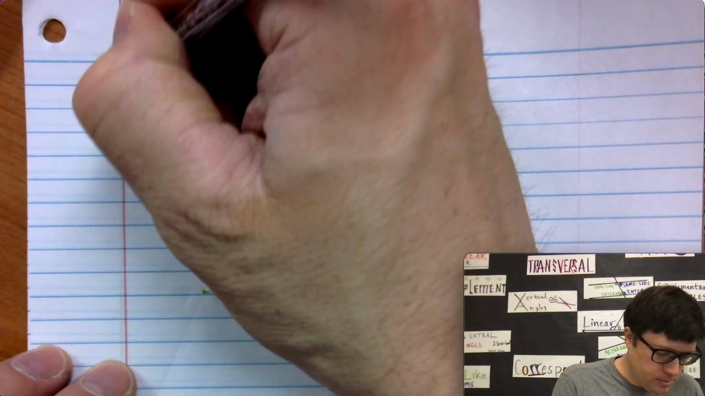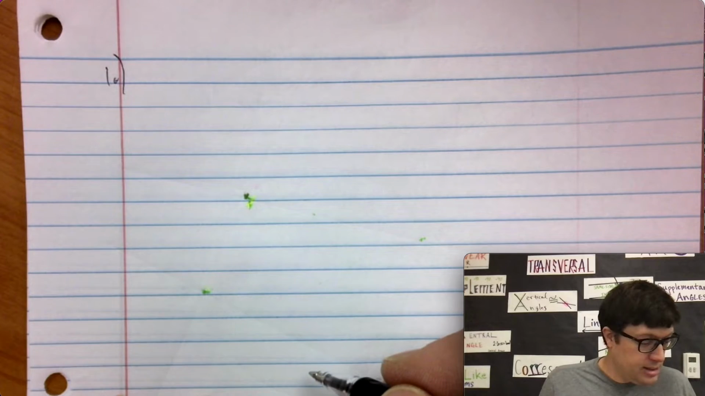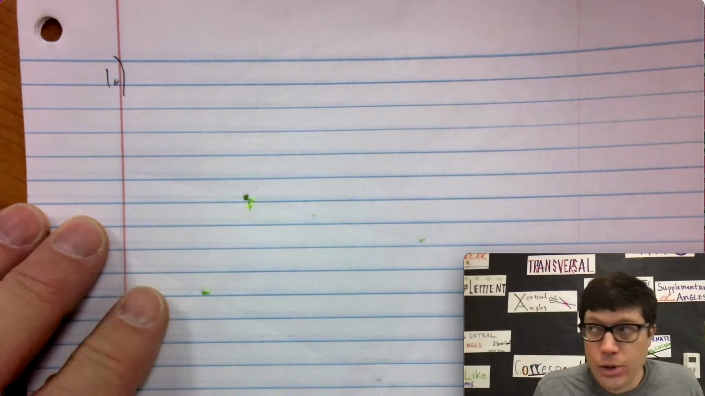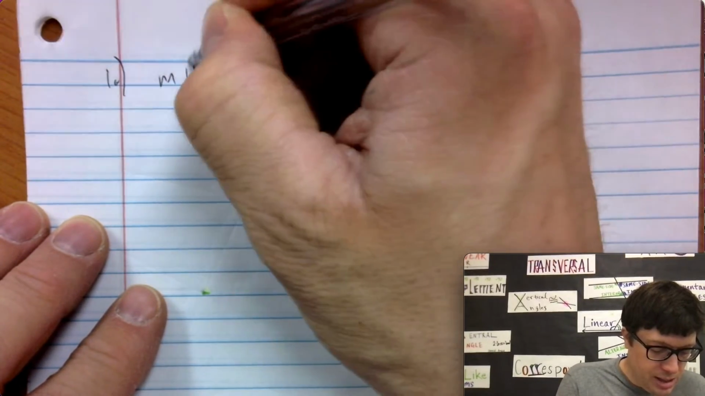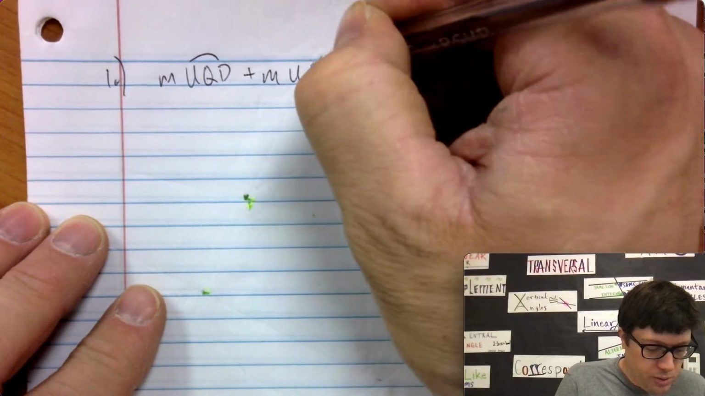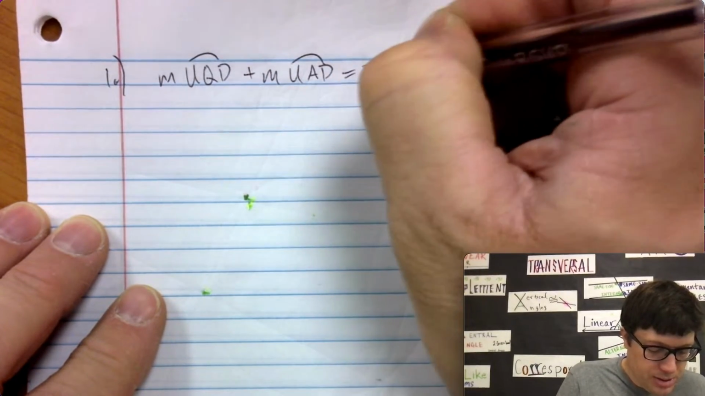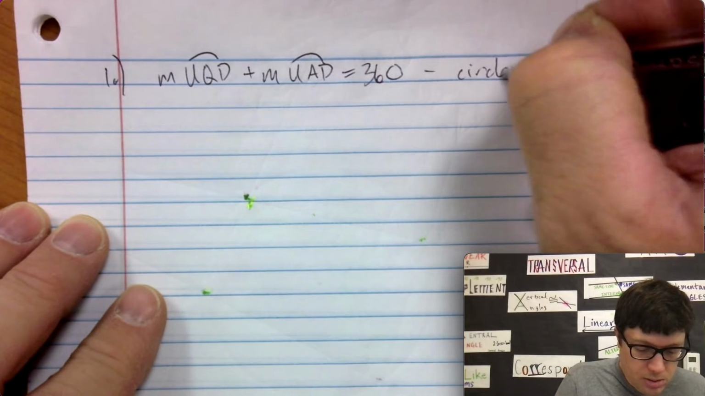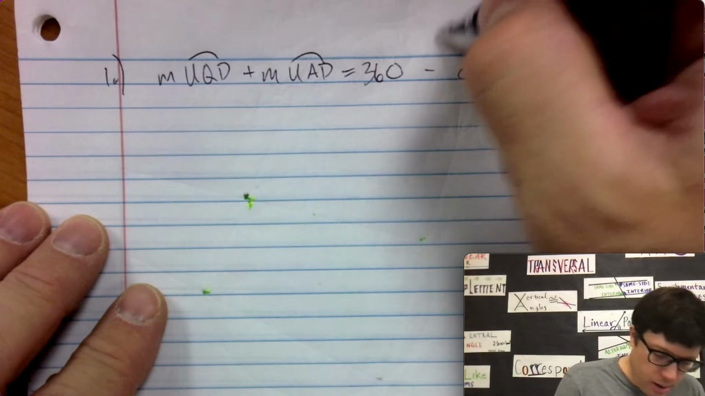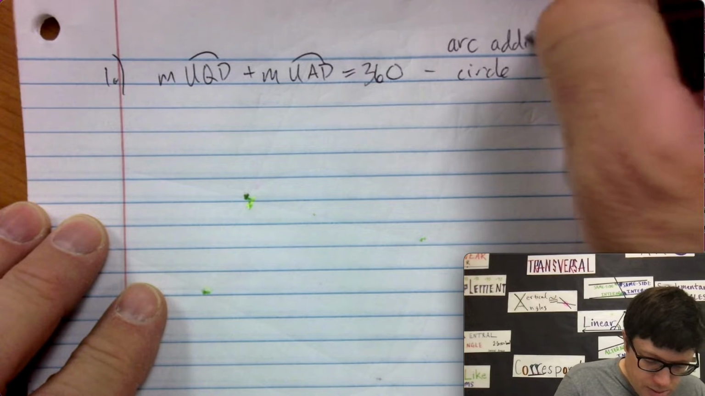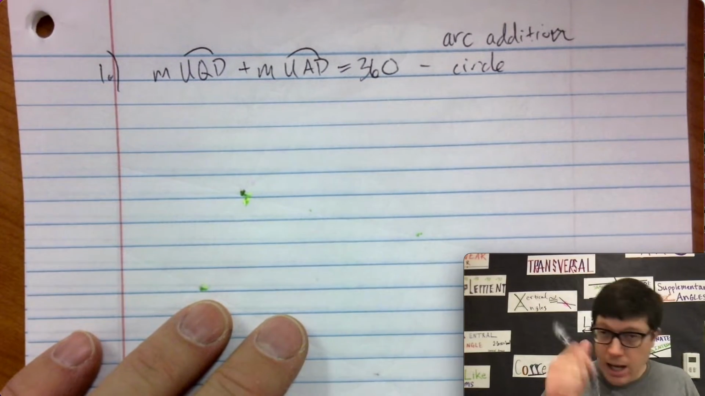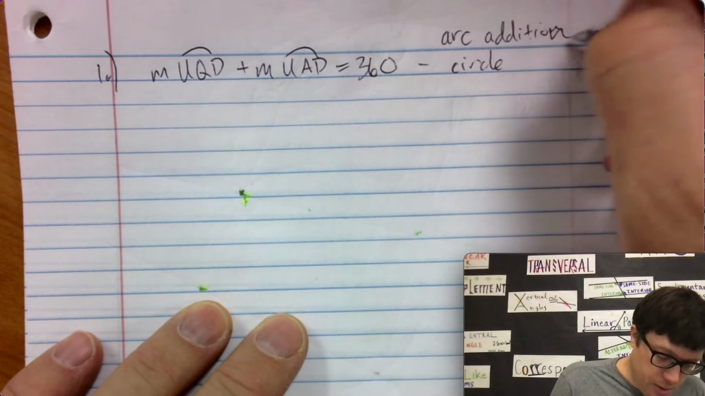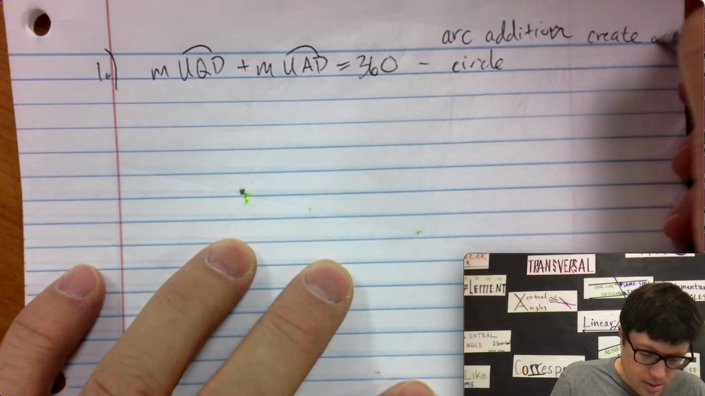Step 1. So the first thing out of the gate, I'm going to say that we're going to add the arcs together to make a full circle. So the measure of arc UQD plus the measure of arc UAD equals 360 because it's a circle. The arcs add up to a circle. Arc addition. So we have that idea you can add arcs and they make a bigger arc. And then also the arcs create a circle.